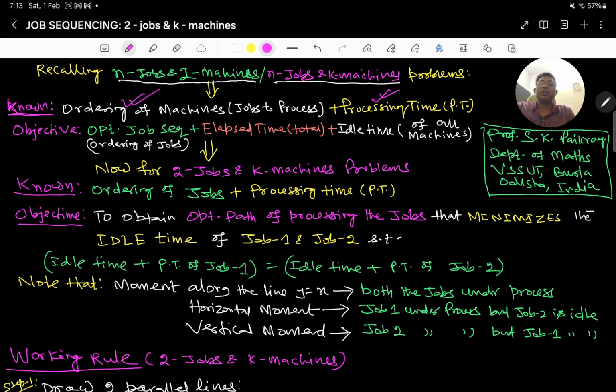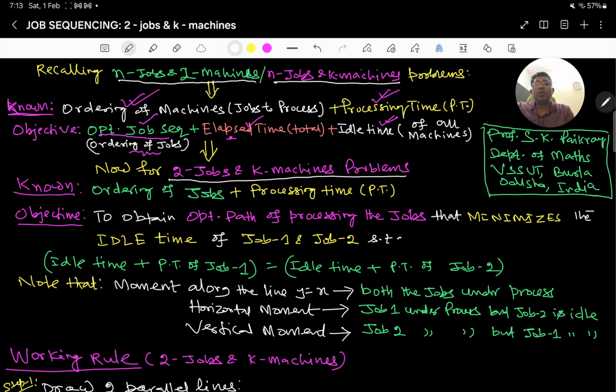Our objective was to find the optimal job sequence, meaning the ordering of the jobs that will minimize our total elapsed time. We find the optimal job sequence, the total elapsed time, and the idle time of the individual machines. So now in this lecture our focus is on two jobs and K machine problems.